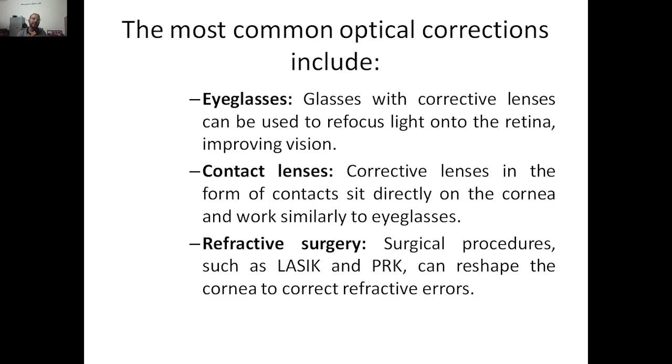The first one is eyeglasses. Eyeglasses are glasses with corrective lenses that can be used to refocus light onto the retina, improving the vision. So usually we use eyeglasses normally, as I told you in the introduction: when you start seeing things blurry, you go to the doctor.